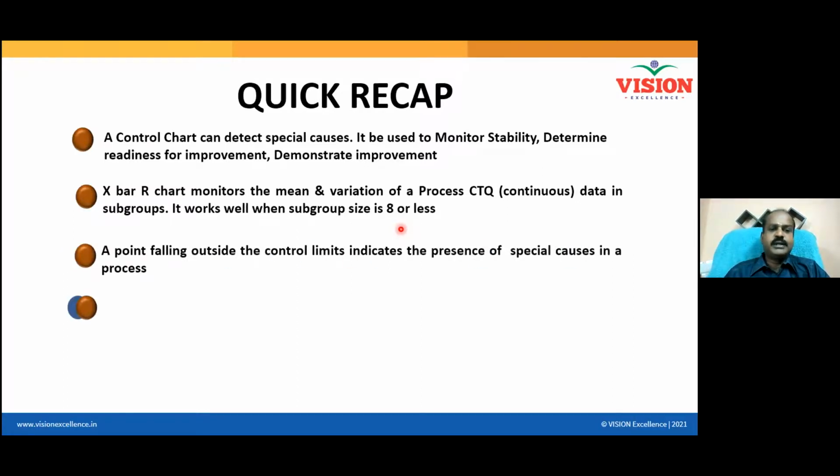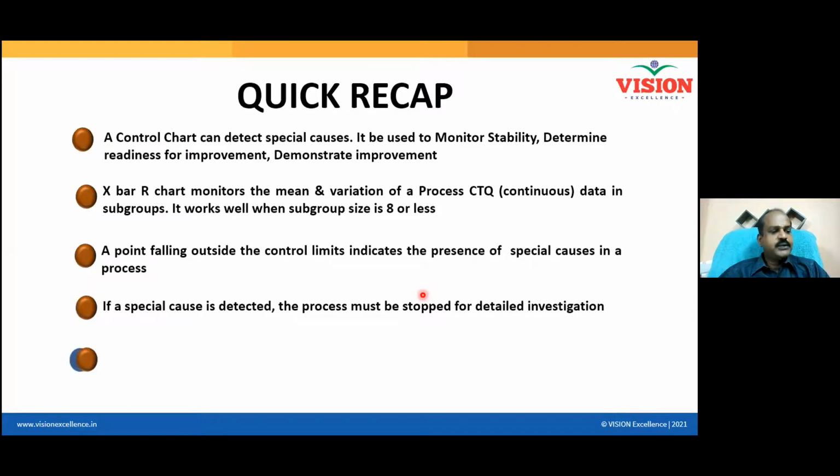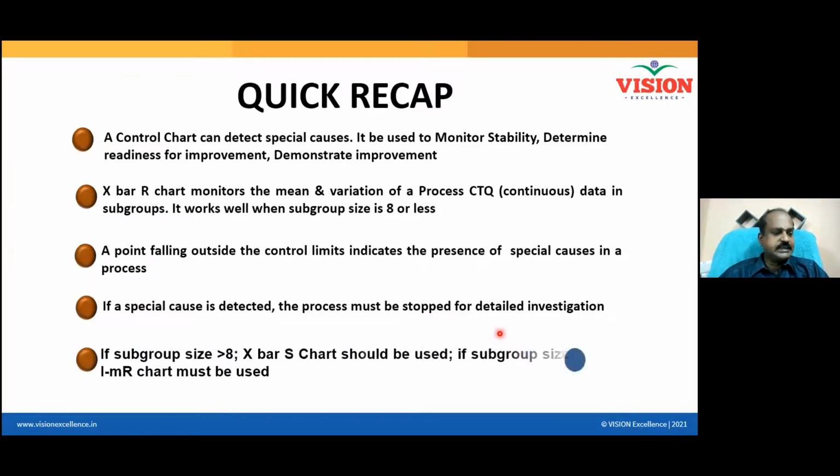A point falling outside the control limit indicates the presence of a special cause. You should not ignore it. Even though it is a single point, you need to understand a single point represents the whole lot, right? You have taken one sample from a particular shift. So if the sample is collected properly, that is going to represent the whole thing you produced on the particular shift. So if a special cause is detected, the process must be stopped for detailed investigation.